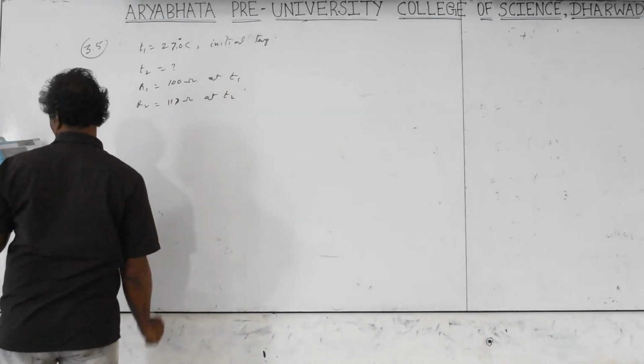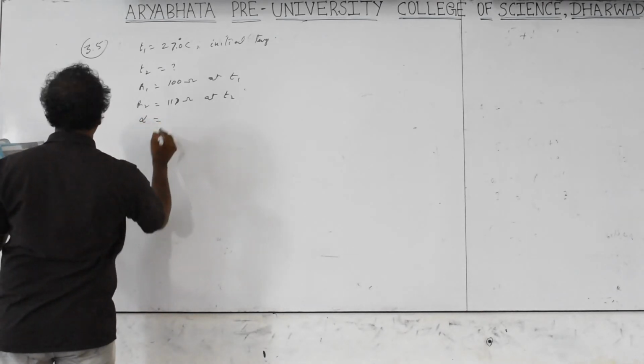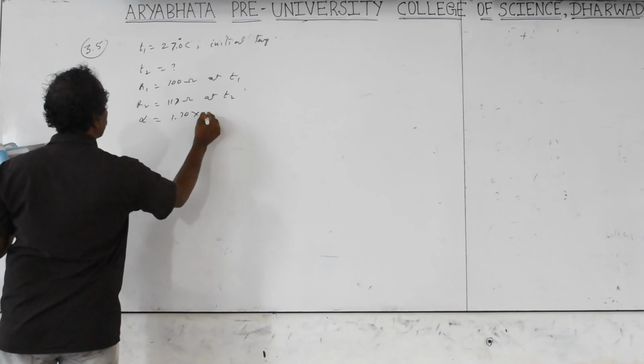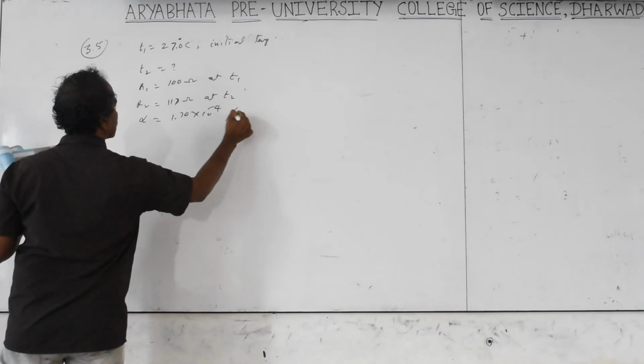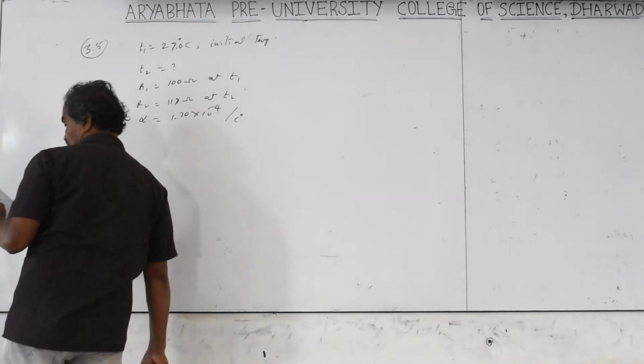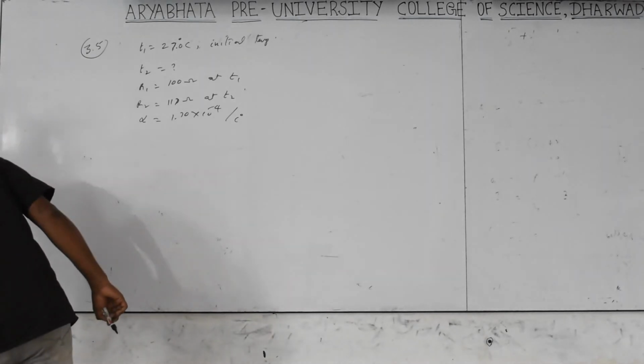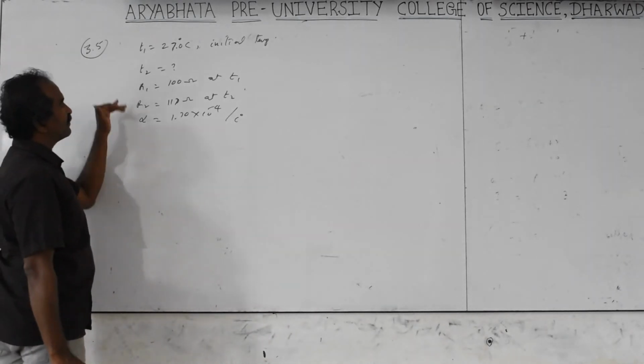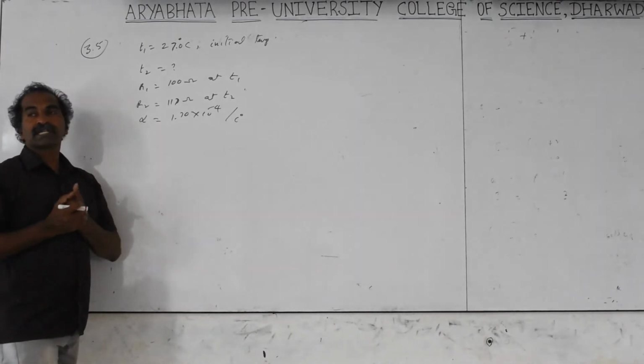at T2. Alpha, the temperature coefficient of resistance or resistivity, is 1.70 into 10 to the power of minus 4 per degree centigrade or per Kelvin, one and the same because it is related to temperature difference. Find T2. The initial temperature is given, the final resistance is given.